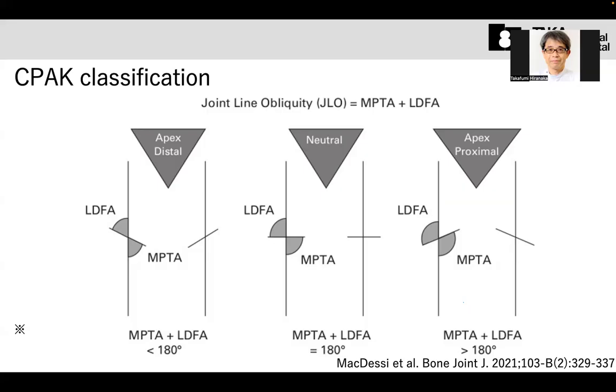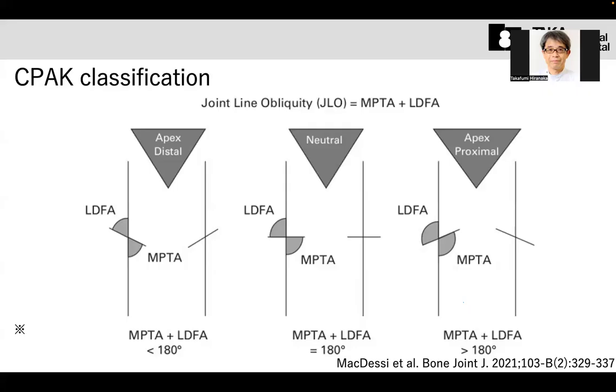This is categorized into three categories: apex distal, neutral, and apex proximal. It is easily categorized, but I don't know what the JLO means so far.